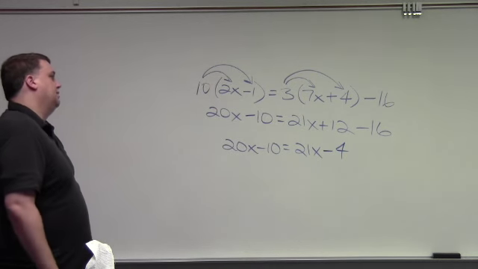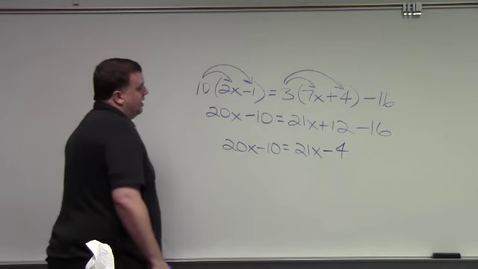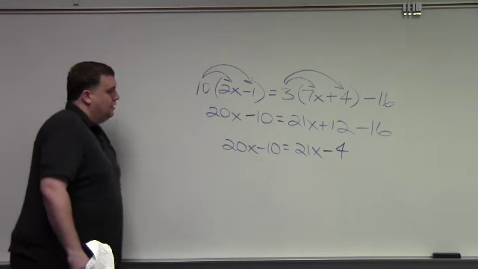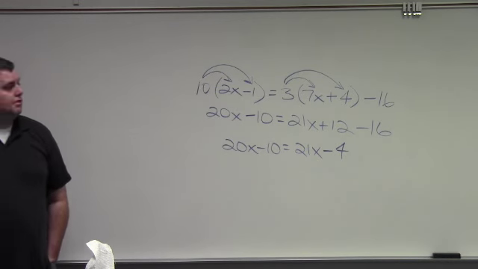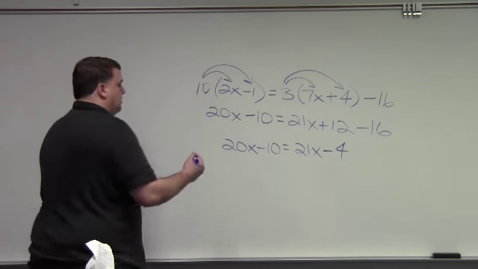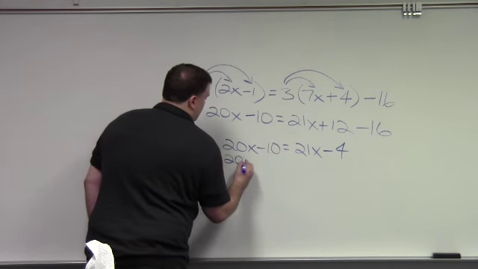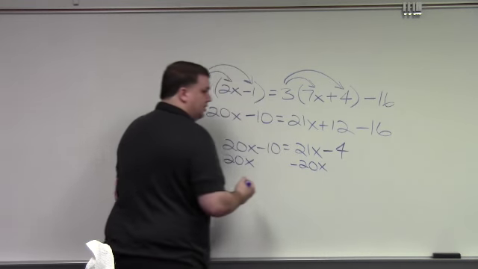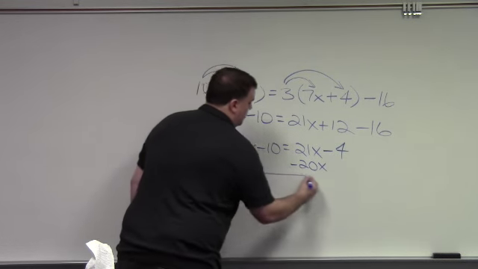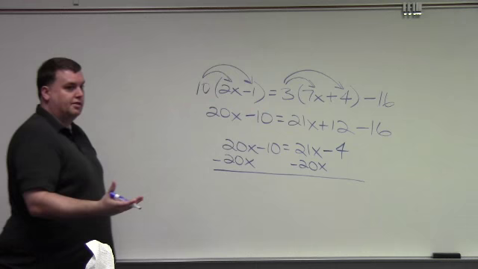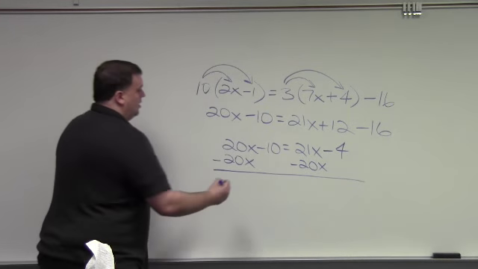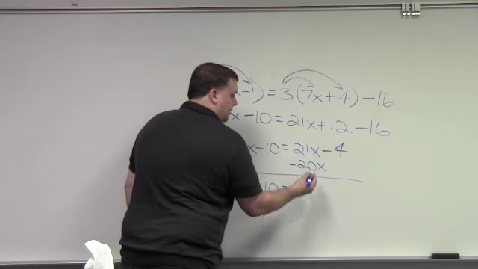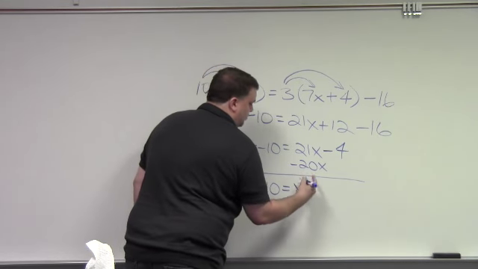Now we're back to what we did last equation. We need to move all of our x's to one side and all of our numbers to the other. Does it matter what side we move the x to? No. So if it doesn't matter, I'm going to subtract 20x and move it over here, because I'm noticing that's going to leave me with 1x. That's what I want, a positive 1x. So I've got -10 equal to 21x minus 20x, which is 1x.